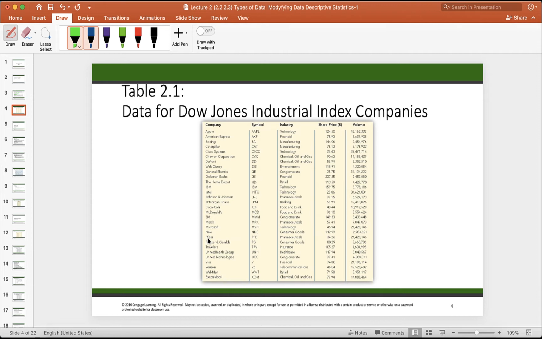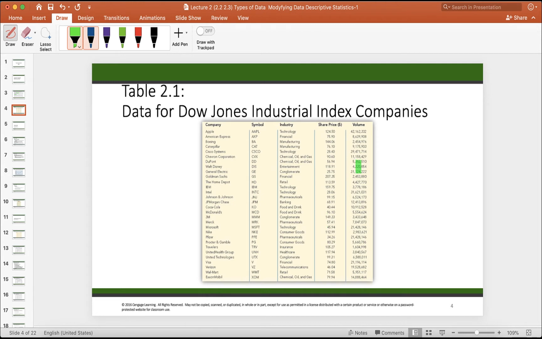So let's look at this. We've got the Dow Jones Industrial Index for a bunch of companies there. And we see that we've got company name, and the company names are all different. Each company has a symbol, so that they're all different. So these are variables. The industry, they are variable. They take more than one value, even though you do get some companies like IBM and Intel. They're both in the technology industry, but again, it's still a variable. The share price, they're different. They're variables, and the volume are variable as well.